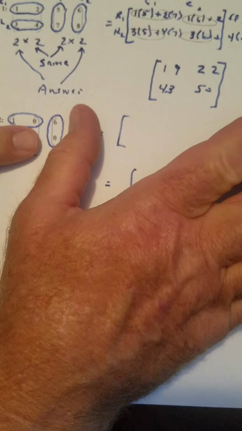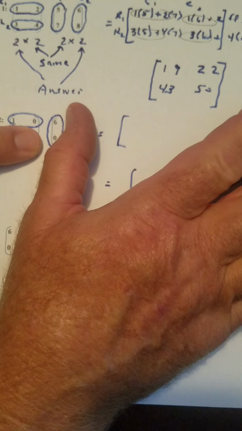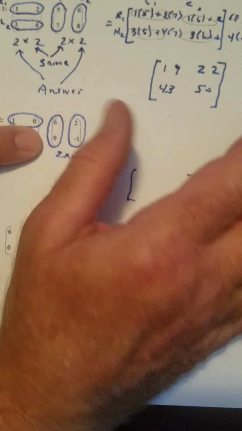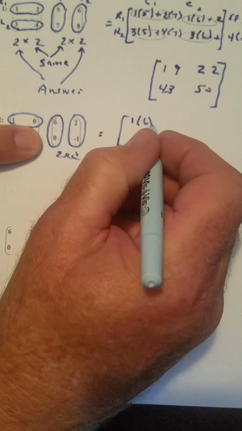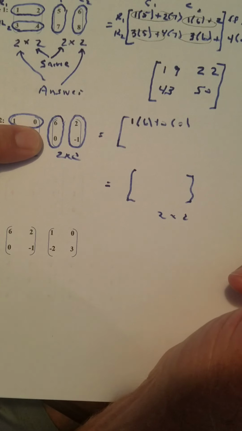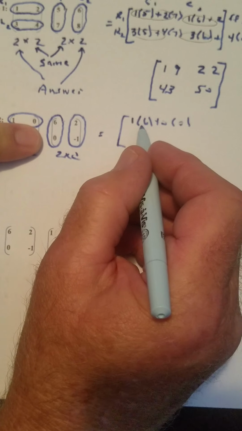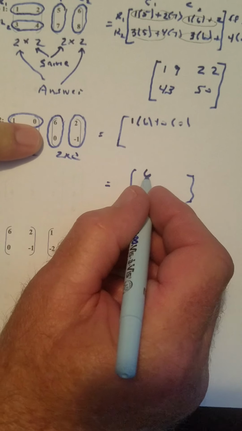Okay, so the first row on the left and the first column on the right, I see 1 times 6 and 0 times 0. So 1 times 6 plus 0 times 0. 1 times 6 is 6. 0 times 0 is 0. 6 plus 0, put a 6 down here.